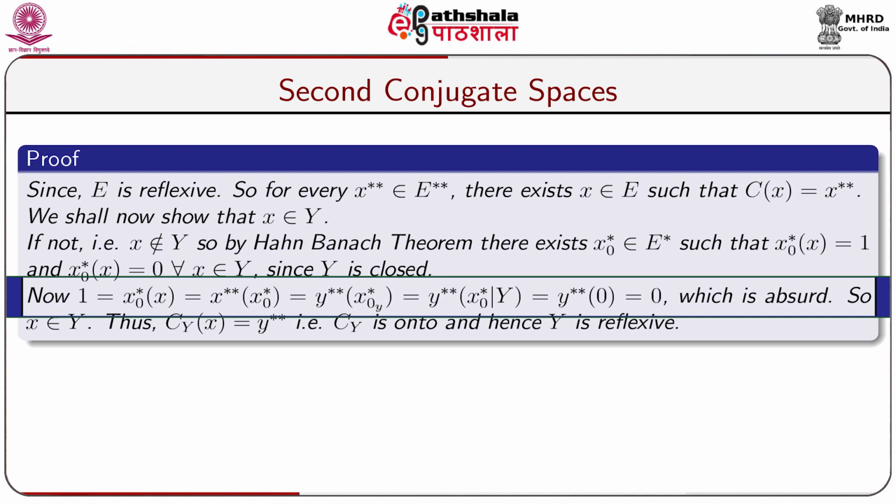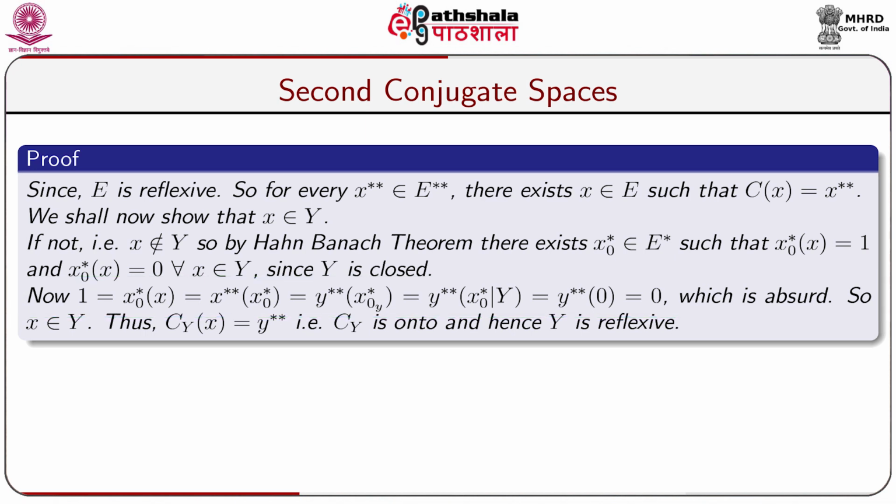Now, 1 equal to X0 star of X, which is equal to X double star acting on X0 star, which is equal to Y double star acting on X0 star restricted to capital Y, which is equal to Y double star of 0, which is equal to 0, but which is not possible. So, X belongs to capital Y, thus C suffix capital Y of X is equal to Y double star. That means Cy is onto, hence capital Y is reflexive.